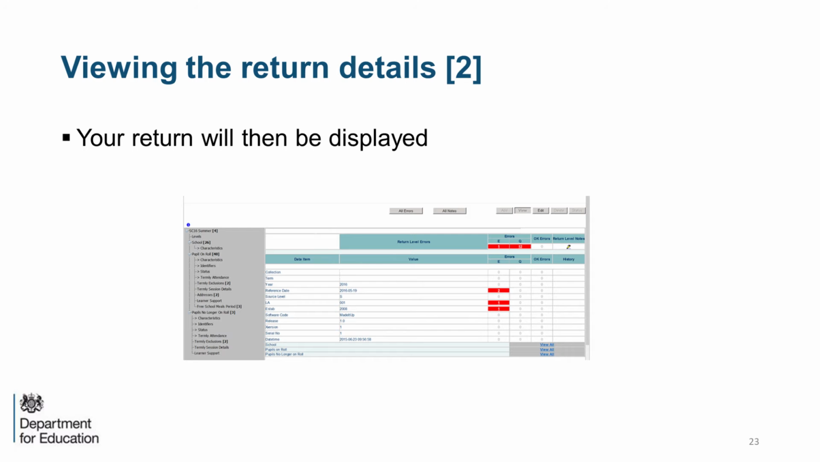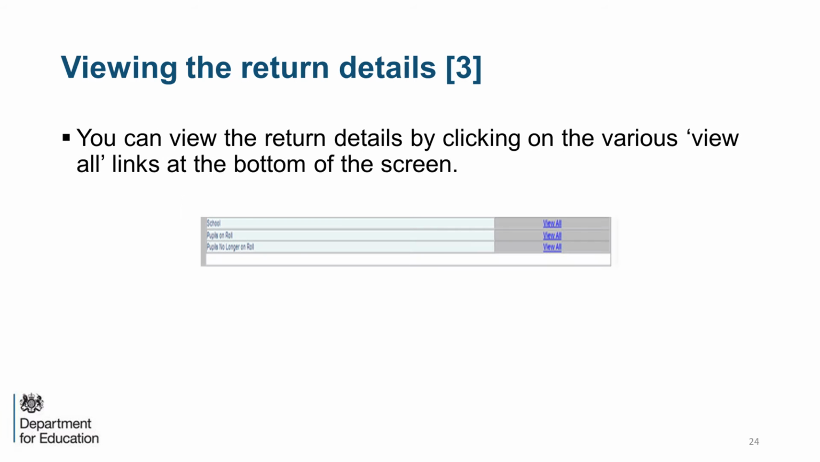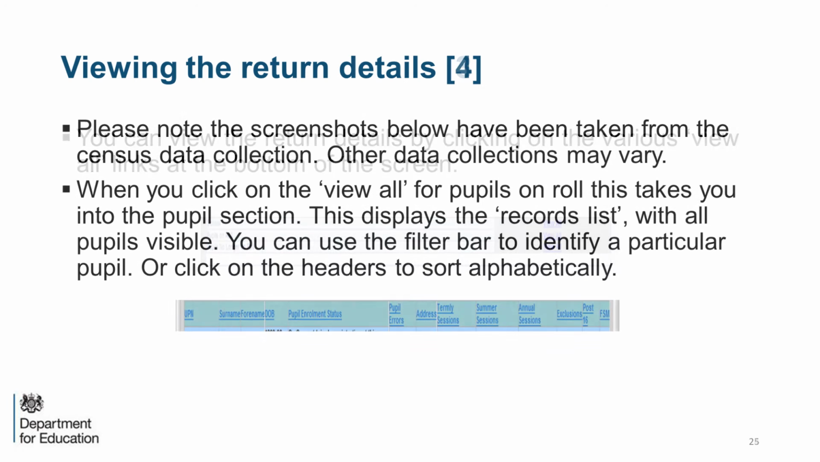Your return will then be displayed. You can view the return details by clicking on the various View All links at the bottom of the screen. When you click on the View All for pupils on roll, this takes you into the Pupil section. This displays the record list with all pupils visible. You can use the filter bar to identify a particular pupil or click on the headers to sort alphabetically.